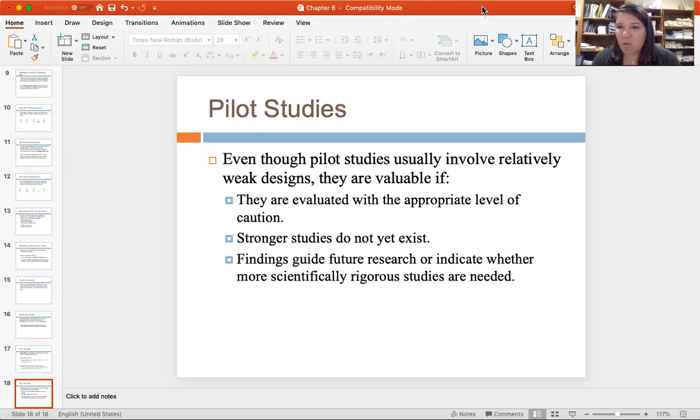I hope this has been helpful, and I hope you understand some of the differences between experimental designs and quasi-experimental designs. They can use the same design structures, but the biggest difference to take away is the R, random assignment.